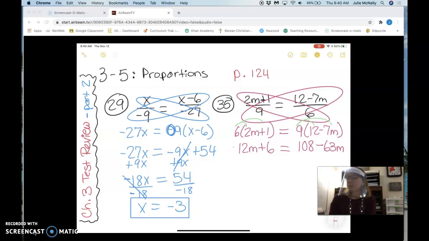Okay. Now what? Okay, so you want to do minus 12m. I would do plus 63m because I like positive variables, but we'll do it Ethan's way. It's okay. It works too. You just have to be more careful because of the negatives when you do it this way.